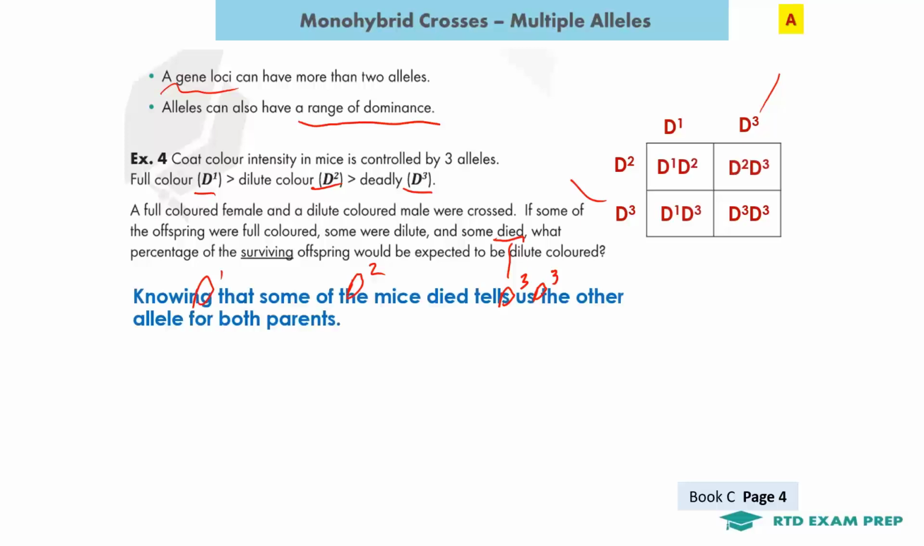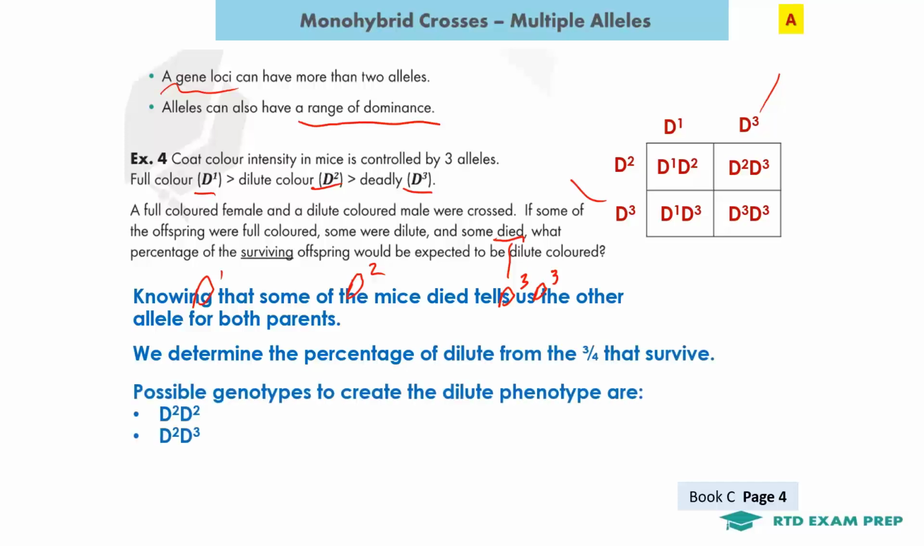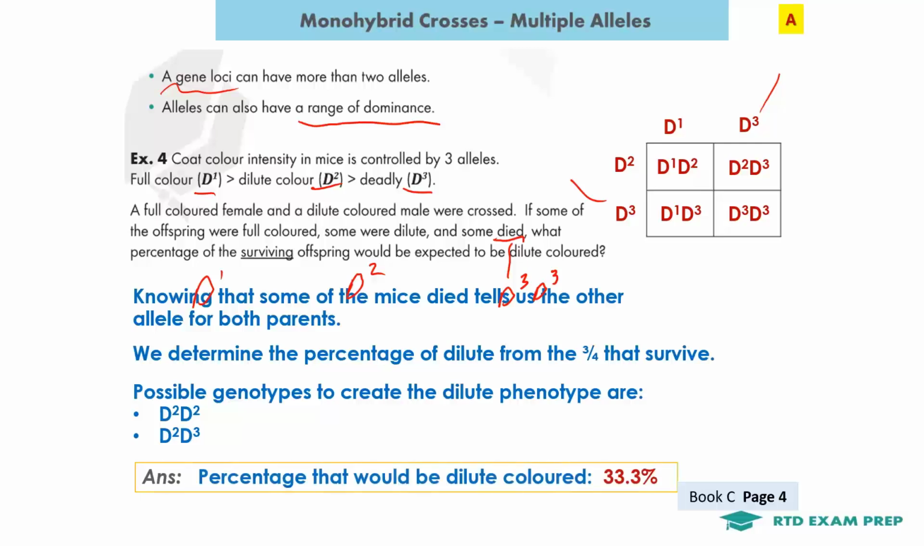So dilute will be our D2, D3. We've determined the percentage of dilute from the 3/4 that survive, and we've got the 2 that are going to make it, but we only have 1 of the 3 that is actually dilute. That's this guy. So that'll be 1/3 of the survivors. Remember, we didn't count the dead one.